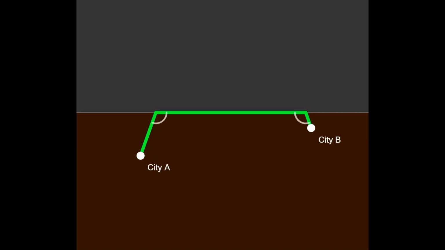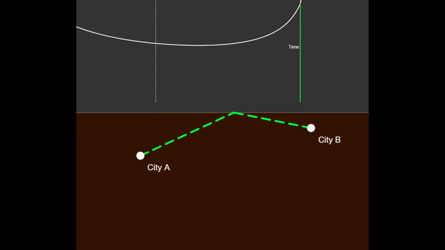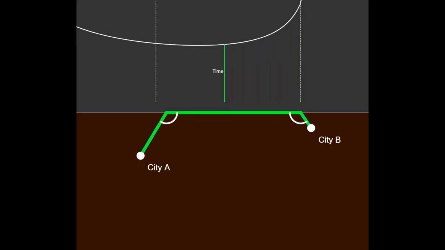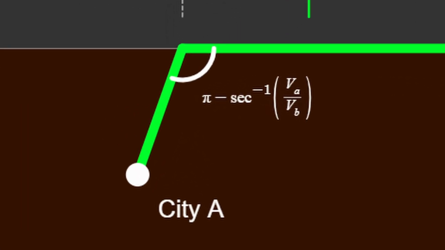Now let's talk about the angles formed. Observe that for a path like this passing through the middle, it's not efficient. We can optimize reaching that point. There's a sweet spot right over here. Notice that the angle of refraction is 90 degrees, and we can apply Snell's law to find the critical angle. You'll find that the two angles are equal and given by this expression, where VA and VB are the speeds in the faster and slower region.